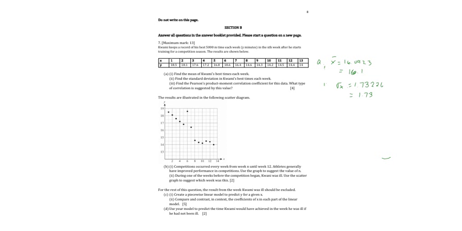And for part 3, find the Pearson. So the Pearson r is equal to negative 0.9007. This suggests strong negative correlation.